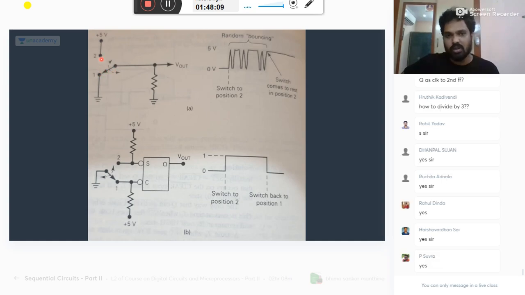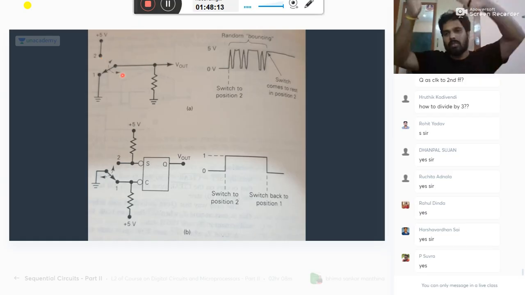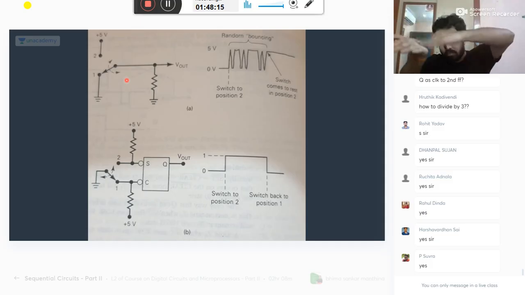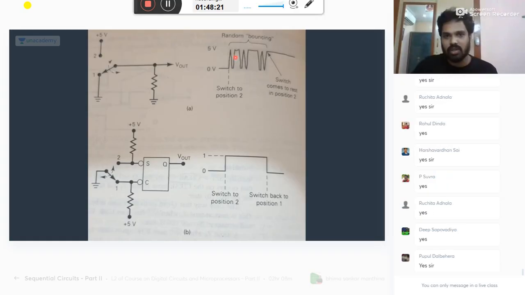ground, this is 5 volts. Now what is the input coming to the resistor when you move the mechanical switch like this? It will vibrate for some time, yes or no, oscillate for some time and settle down. So during that period it will bounce like this and come to a settled state. This is called bouncing.